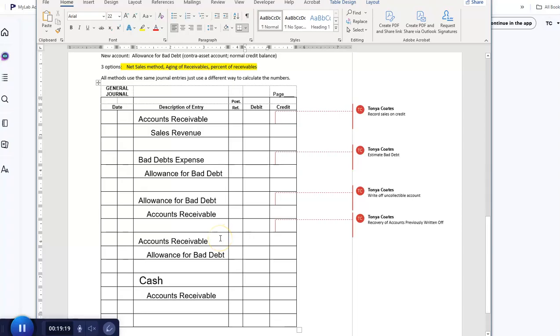And then if we have recovery of a previously written off account, we will debit accounts receivable and credit the allowance for bad debt. And the customer payment looks the same as we've seen before. You would then debit cash and credit accounts receivable. So this is just a good overview of getting started with Chapter 8. And we've got some notes there for you to work with as you do your problems. The next video that you will see will show you how to record and work with the net sales method.